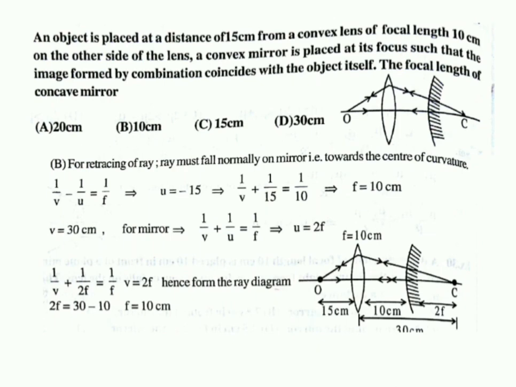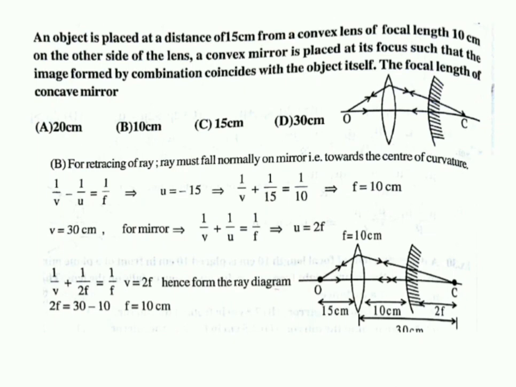Now questions where lenses and mirrors are combined. So here they have given you a lens followed by a convex mirror. An object is placed at 15 centimeter from a convex lens of focal length 10 centimeter. On the other side of the lens, a mirror is placed such that the image formed by the combination coincides with the object. Whenever you get this condition, image and object have to coincide. That means the rays have to retrace their path. So when is the retracing of path possible? The rays emerging from the lens should intersect at the center of curvature of the mirror.